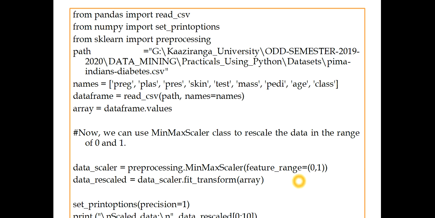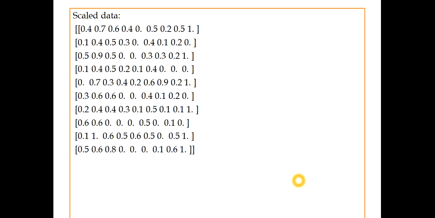So open your Spyder and execute this. You will get an output like that. You will see that all the values, 0.4, 0.7, up to 0.5, whatever the values you are getting, 1, they are in between 0 and 1. Previously, what were the values? They might not lie in 0 and 1. Now we have rescaled it into 0 and 1.